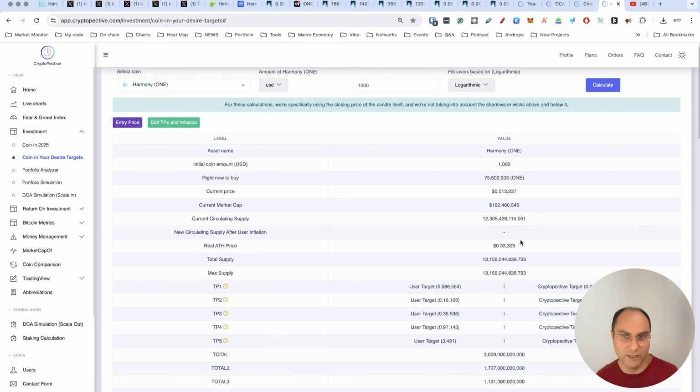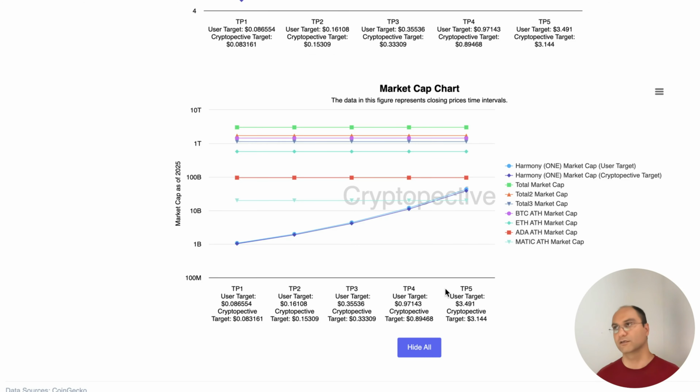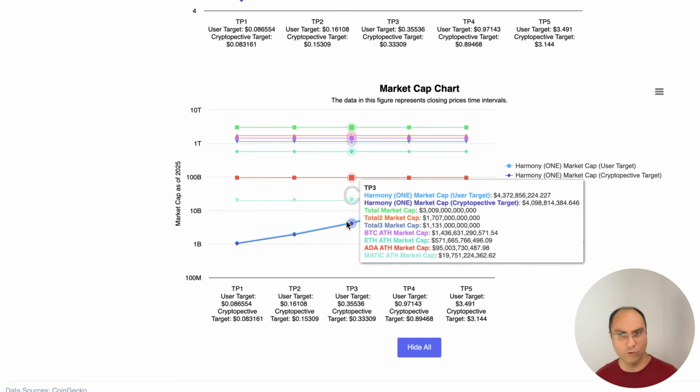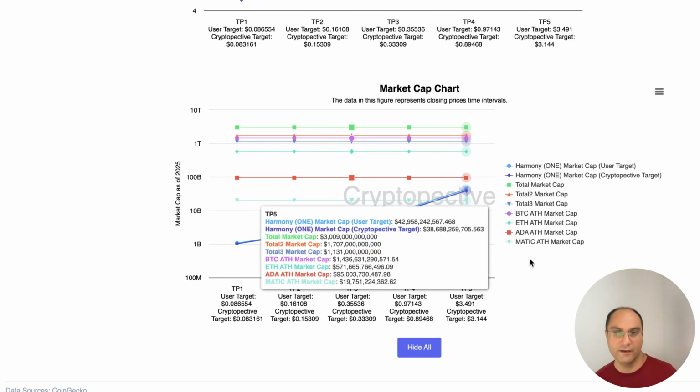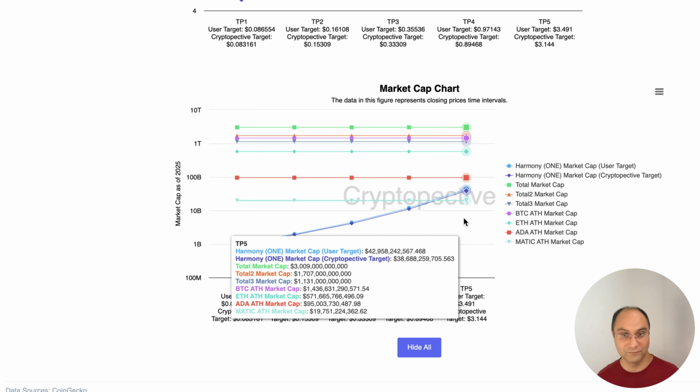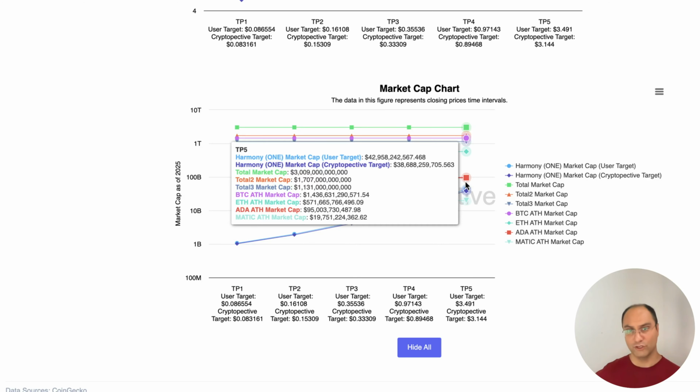Then about the market cap, I want to compare it with Polygon Matic, just to have a proper idea of where we are for Harmony. Matic found its top around 19.75 billion dollar market cap. Harmony market cap was around $4 billion. It means Matic was 5 times bigger than Harmony. Then even if we go as high as $3, we can see the Harmony market cap is still under the market cap of the Matic. At $3.50, we can see around $43 billion, which is still under the market cap of Cardano. Cardano had a market cap around $95 billion.